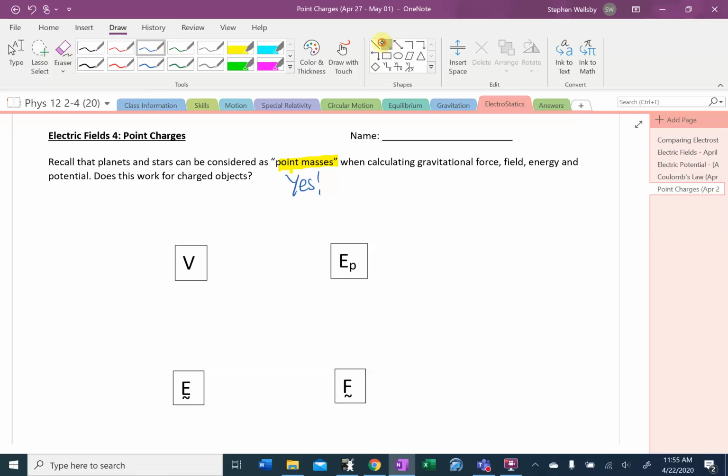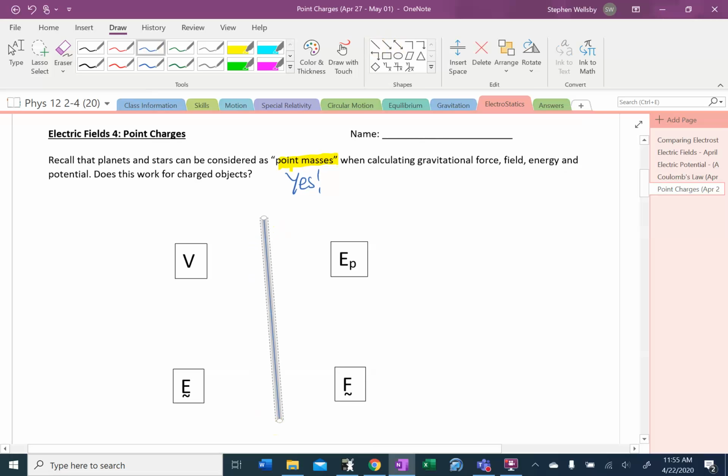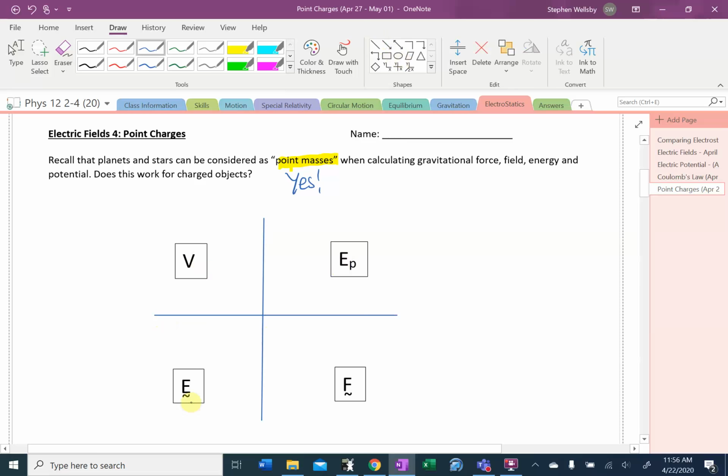So by now, this is quite familiar to us. We've got our square, and we have our 4 quantities that we're all used to dealing with by now. Those 4 quantities are potential up here, potential energy, field, and force. And our formulas, again, all of these are going to start with the letter K. These ones will just have Q, these ones will have Q1 and Q2.